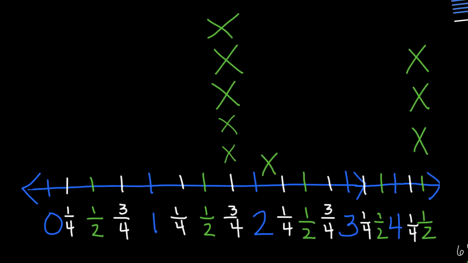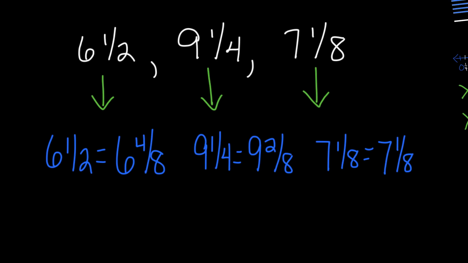One thing I want to point out is all of these fractions were fairly easy to plot, but you are going to have some that you're probably going to have to convert to equivalent fractions. So let me show you an example. Actually, I'm going to show you 3 examples. Let's say that our data set has 6 1/2, 9 1/4, and 7 1/8. As you probably noticed, we do not have the same denominator in any of those mixed numbers.